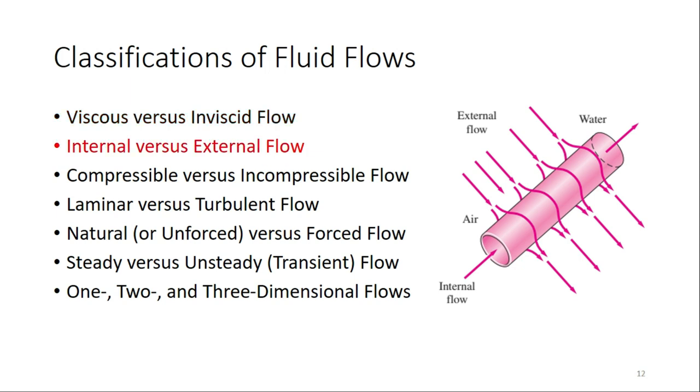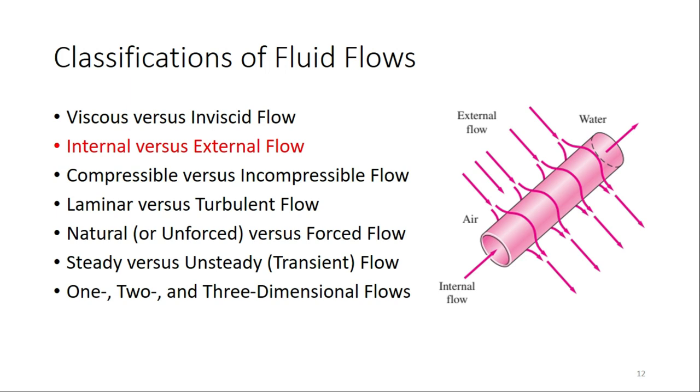A second category of the classification of fluid flows is internal and external flows. A fluid flow is classified as being internal or external depending upon whether the fluid is forced to flow in a confined channel or over an open surface. The flow of an unbounded fluid over a flat plate, a flat surface, or a wire or a pipe will be known as external flow.